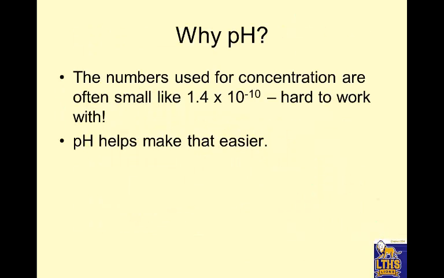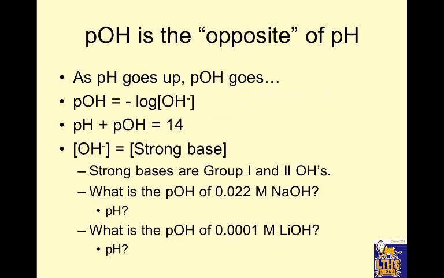Why pH? Why don't we just talk about the hydrogen ion concentration? Well, the reason is that the numbers used for concentration are sometimes 1.4 times 10 to the negative 10th or 0.001. These are small numbers, but the pH scale takes this power of 10 and makes it easier to talk about. pH helps us get numbers that are a little easier to talk about. So that's why we use pH.